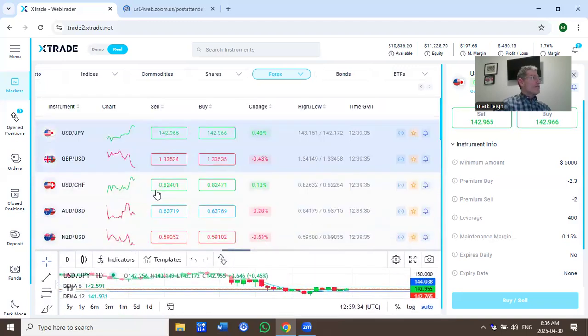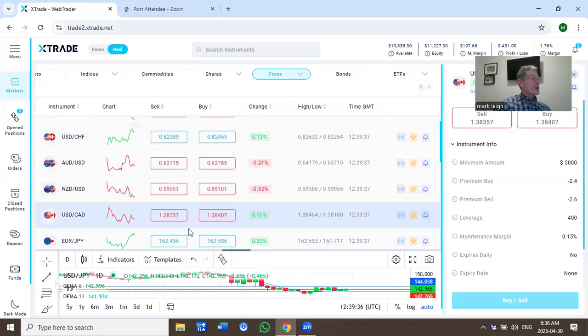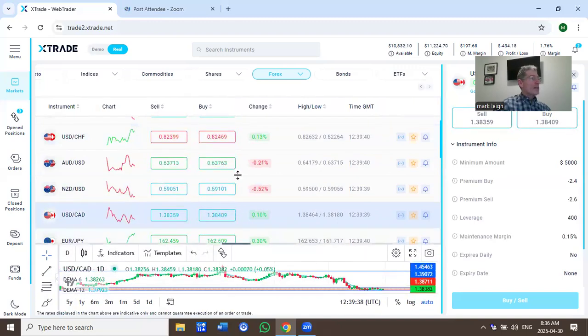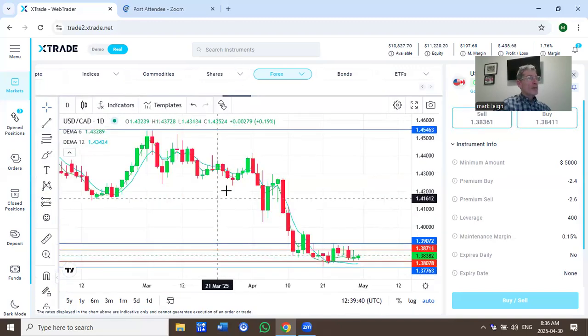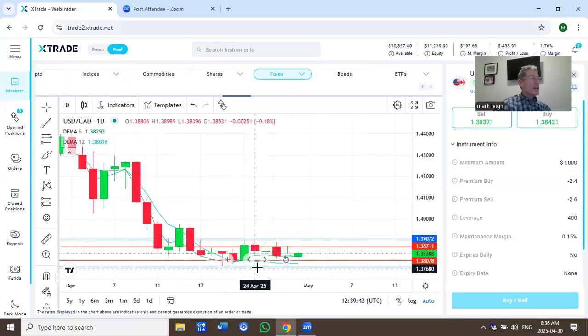It has been sitting in a very tight range between 138 and 138.50, not really moving much from there. There you can see there's support at 138. There is 4-hour resistance at 138.70 and it's sitting right in the middle of that for now, not really giving any indication.